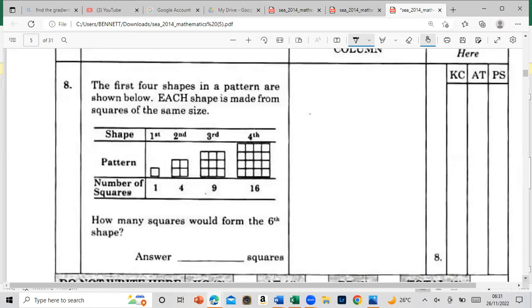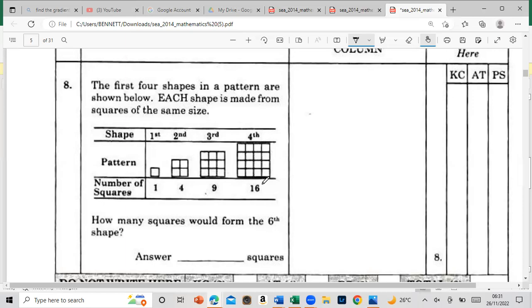Number 8, the first four shapes in a pattern are shown below. Each shape is made from squares of the same size. All right, how many squares would be there in the sixth shape? So we are at 4. So let's see the pattern. 2 square, 3 square, 4 square. All right, so that would be 36.